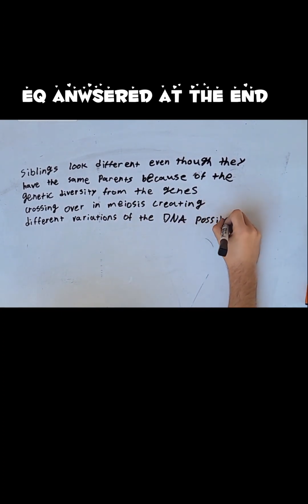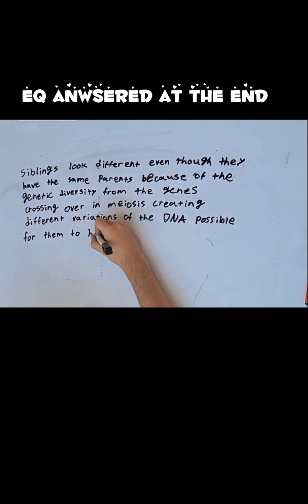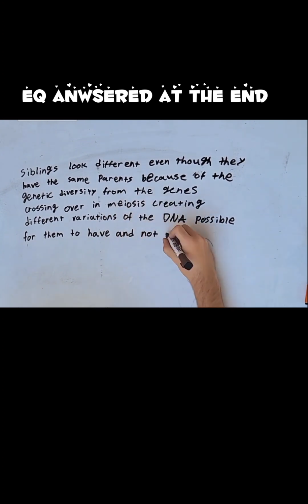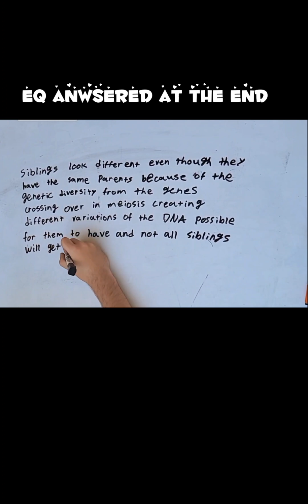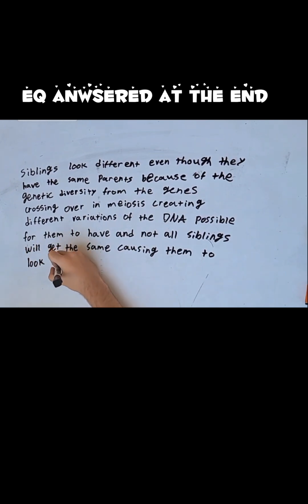Siblings look different even though they have the same parents because of the genetic diversity from the genes crossing over in meiosis, creating different variations of DNA possible for them to have. Not all siblings will get the same, causing them to look different.